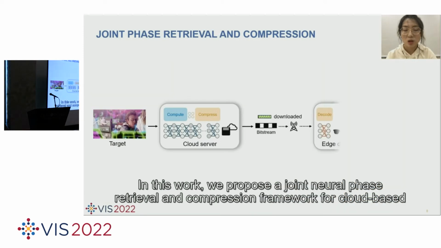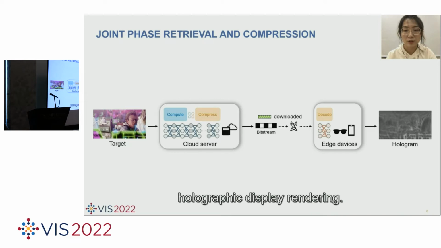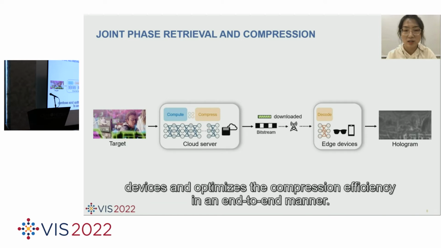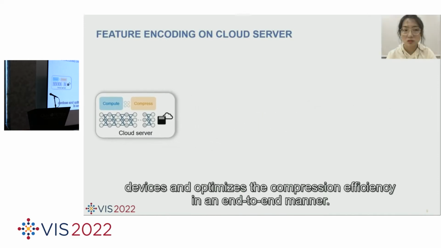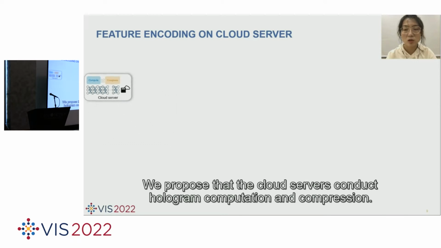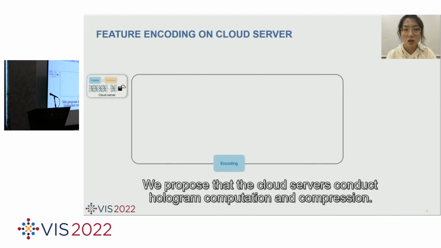In this work, we propose a joint neural phase retrieval and compression framework for cloud-based holographic display rendering. Our framework asymmetrically distributes the computation between cloud servers and edge devices and optimizes the compression efficiency in an end-to-end manner. We propose that the cloud servers conduct hologram computation and compression.